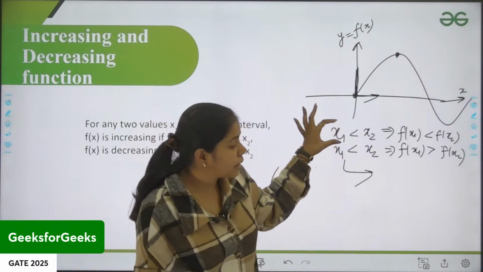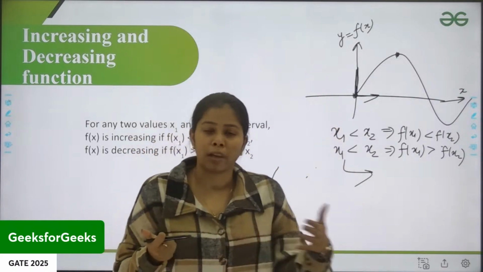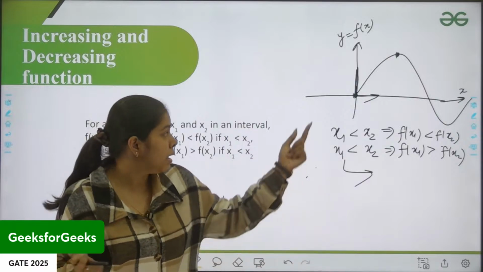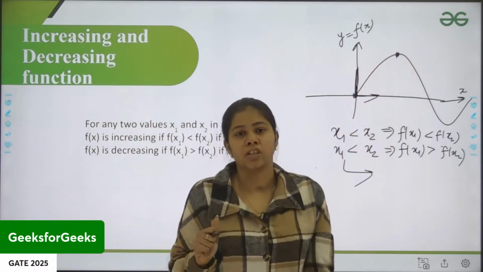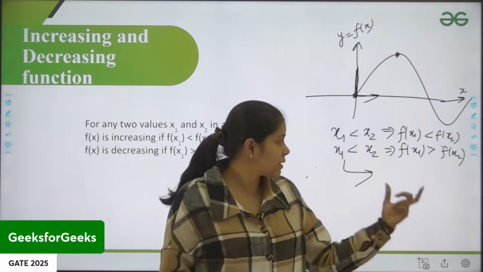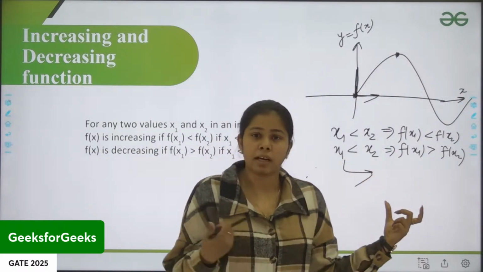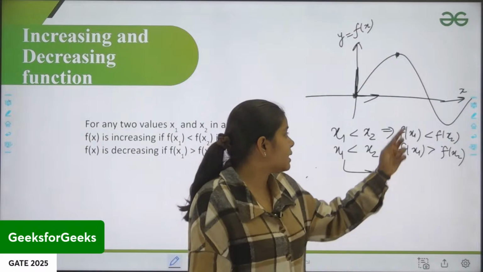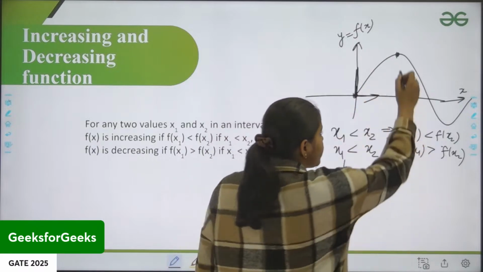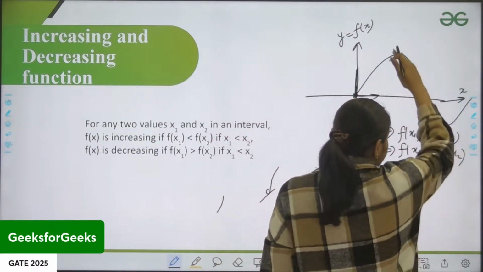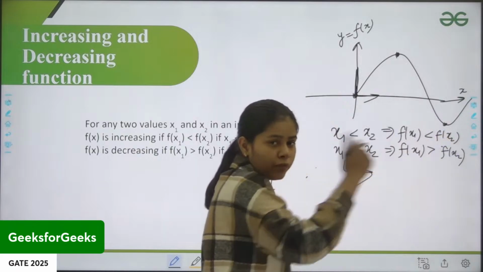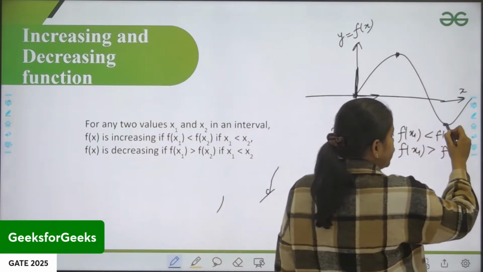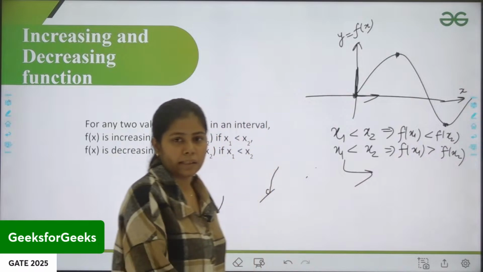So when I'm moving from left to right, increasing the values of x, and the function's value also increases, that means my graph is in the upward direction, then I'll say it is an increasing function. If I move from left to right and my function's value does not increase, that means it decreases, so I'll say the function is decreasing. From this point to this point, the function is moving in the downward direction as I move from left to right, so that's why the function is decreasing. And from here to this point, the function starts increasing again.